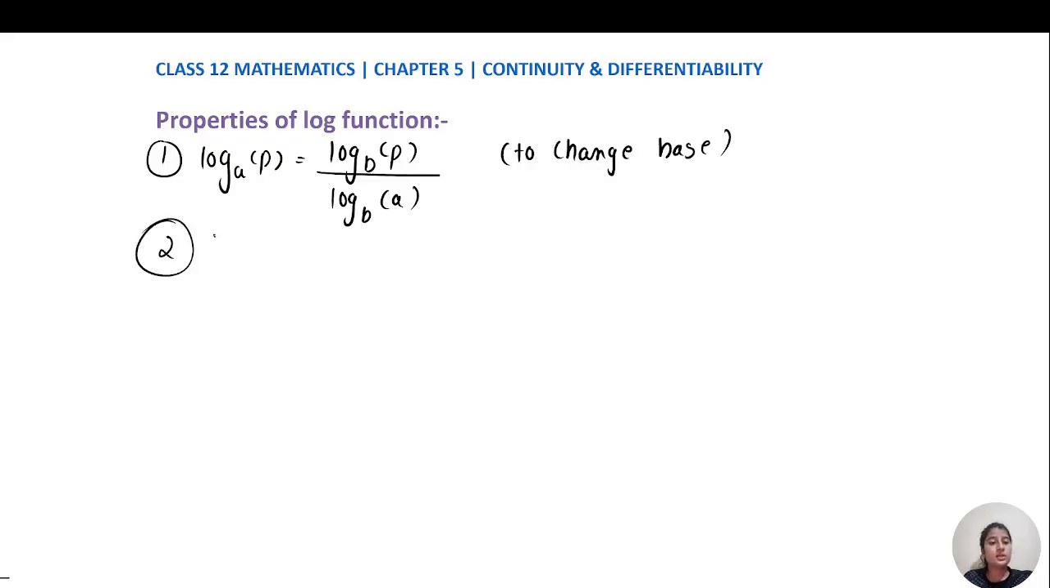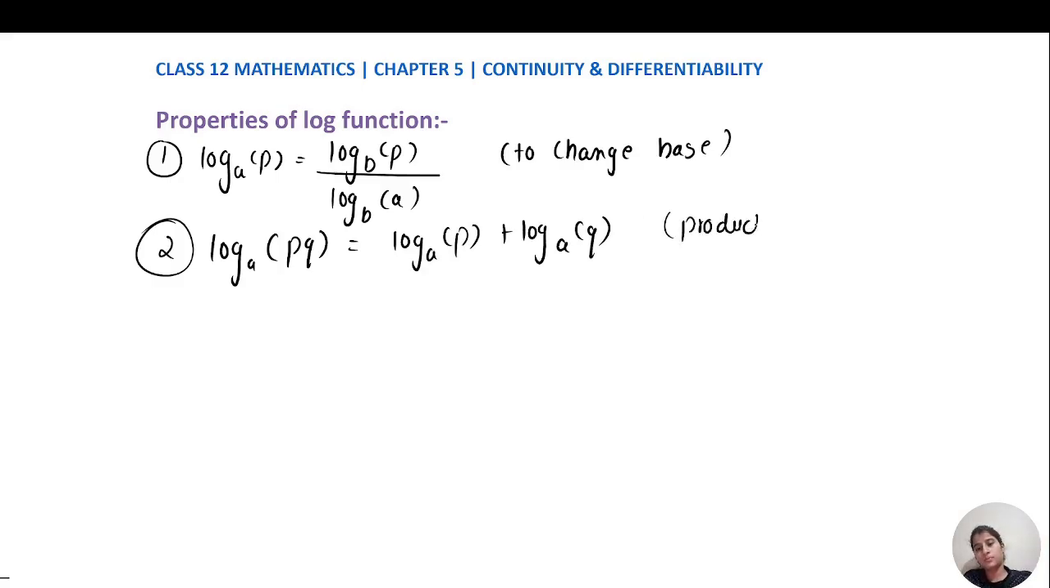Now another one. The second one is log of p times q. This is log with base a of p plus log with base a of q. This is the product rule. Then the third one, only this part is important. You will come across this formula many times because it is very important. I will tag it as a star point. The next two will come from this also.